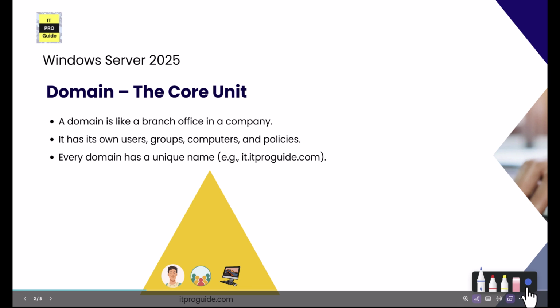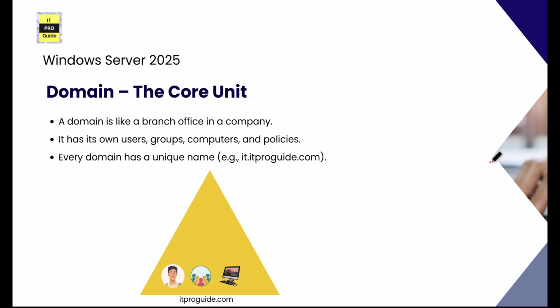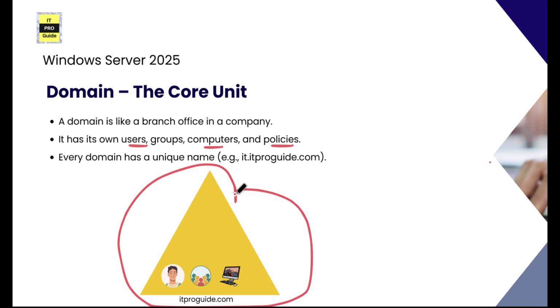Let's start with the domain. Think of a domain like a branch office of a company. It manages its own employees, computers, and internal policies. So, in Active Directory, we can call a domain the smallest unit of administrative control. It has its own security boundary and it is defined by a unique name, for example, it.itproguide.com.